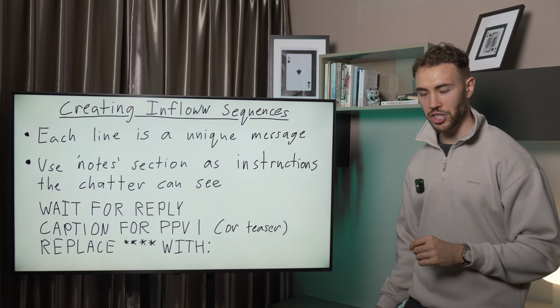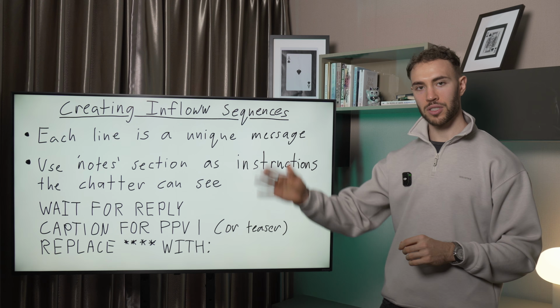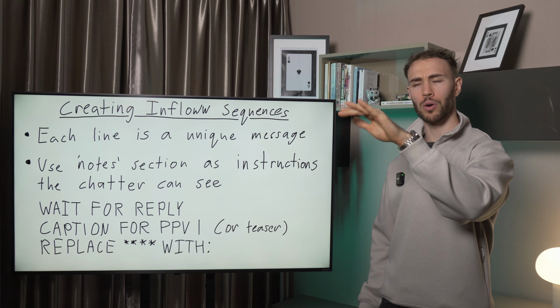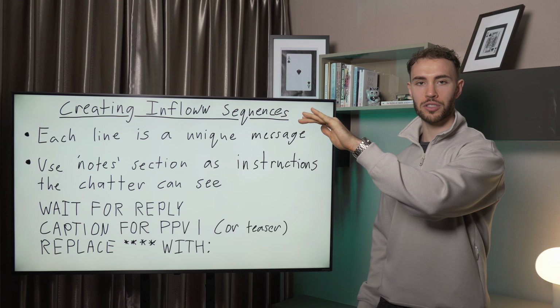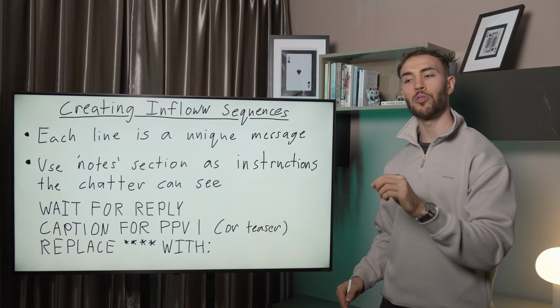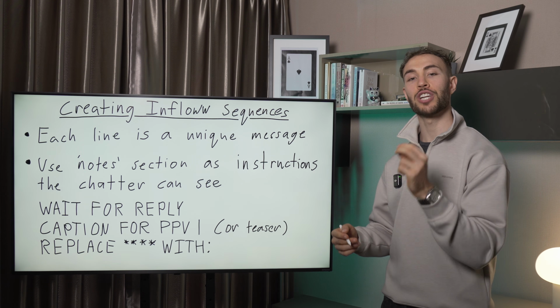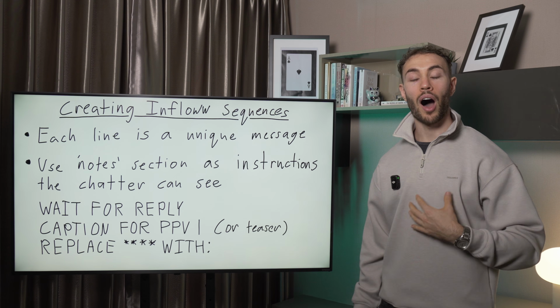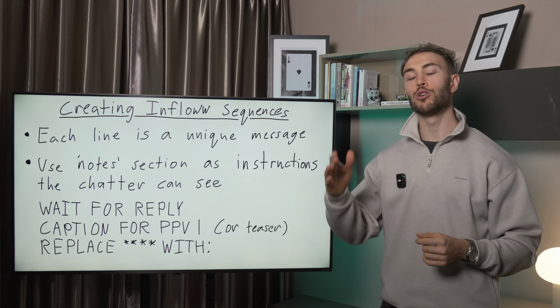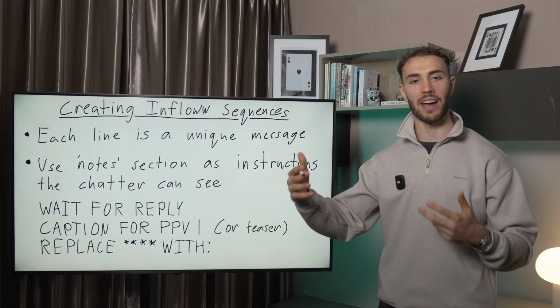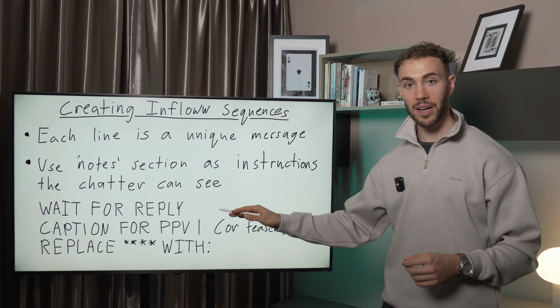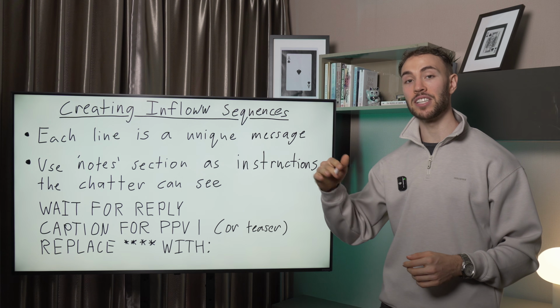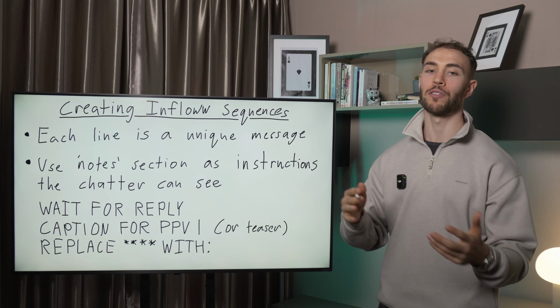You'll notice in the spreadsheet that there's 3 columns, one called name, one called description, and one called notes. That notes section allows you to write little instructions that the chatters will be able to see when they're sending that step of the sequence. I like to keep it really simple and use the same kinds of instructions every time. Wait for reply means send every message up to this point, and then wait for reply.